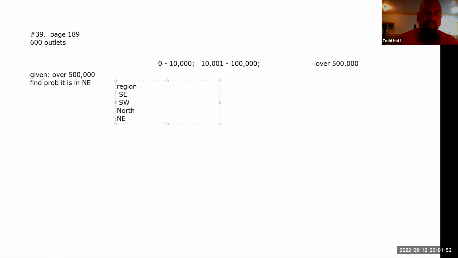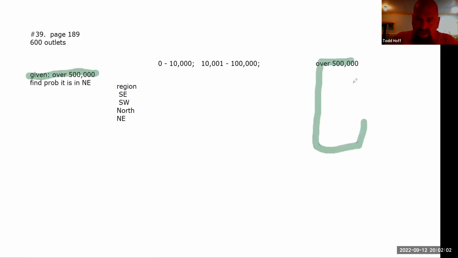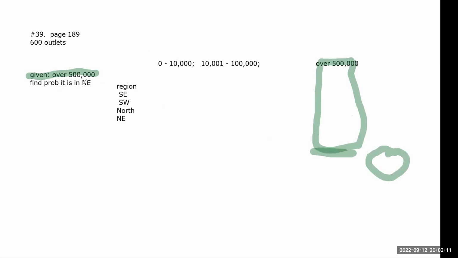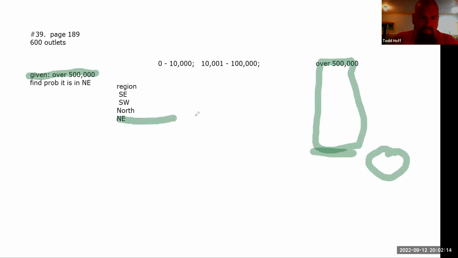northeast, all of that. Well, when it says given that it's over 500,000, that means we're only looking at this column that's 500,000. So we're not looking at all of the restaurants, we're only looking at the total for this column. And then find the probability that it's in the northeast. Well, we take northeast and we trace it over. And whatever number is right here, that's the number of restaurants that meet that requirement, that characteristic. So it's that number over the total for that column.